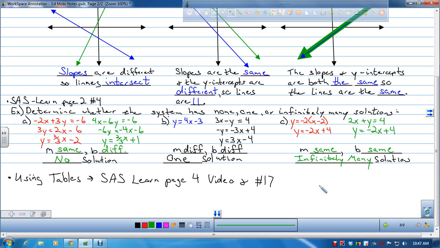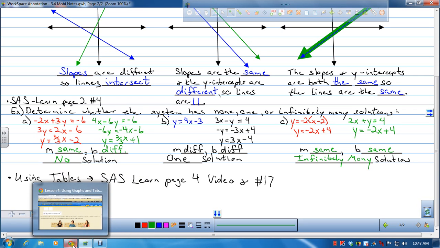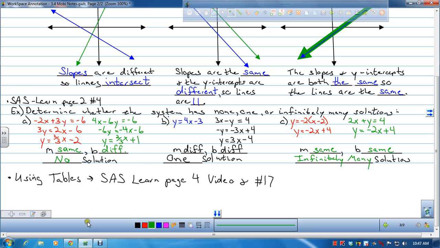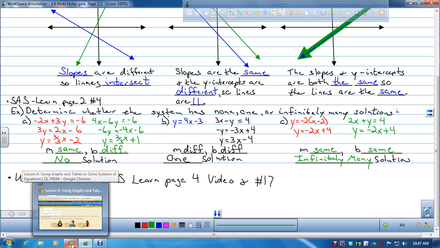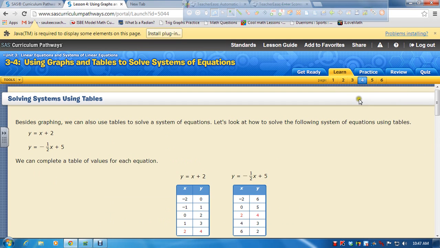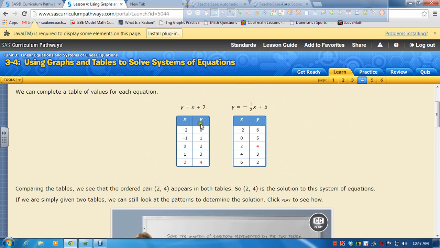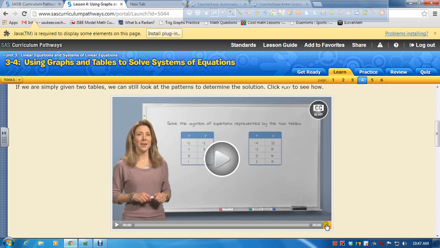Okay. That gives you pretty much a complete breakdown of solving graphically. I'm going to use a video and a problem from the website to go over using tables to figure out the solution to these systems of equations too. So let's click over and look at that. Be on page 4 in the video and number 17. So let's click on page 4. By tables we mean these things right here, x and y values that satisfy each linear equation. So let's look at this here.